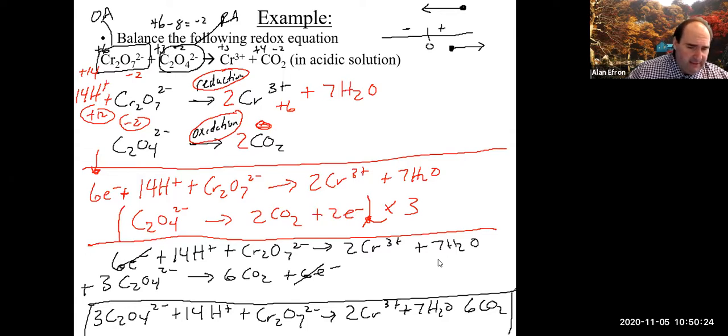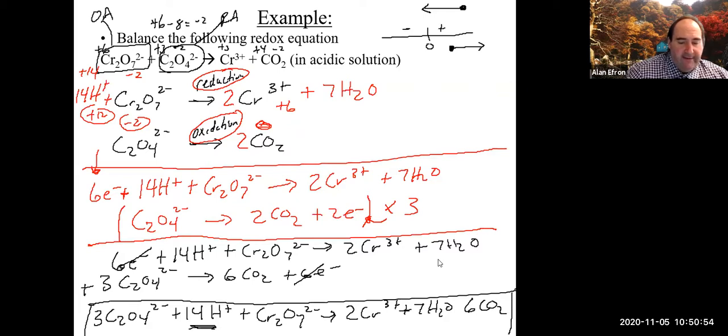We do see H+, so that tells us acidic. Just quickly surveying everything here, it looks like we have 6 carbons on the left. We have 6 on the right. We have 3 times 4 is 12 oxygens and 7 more. That's 19 oxygens on the left. And on the right-hand side, 7 oxygens and 12 is 19. 14 H's on both sides and 2 Crs on both sides.